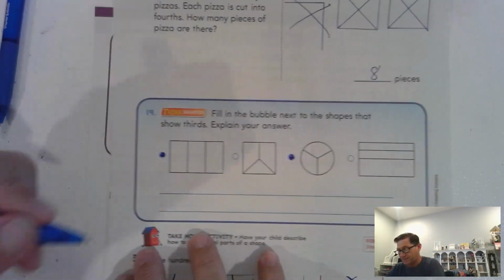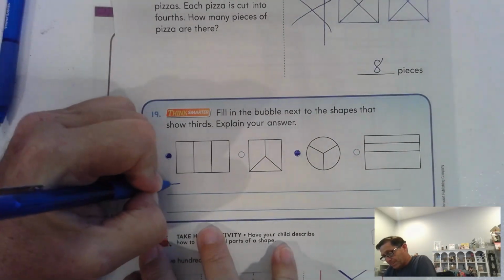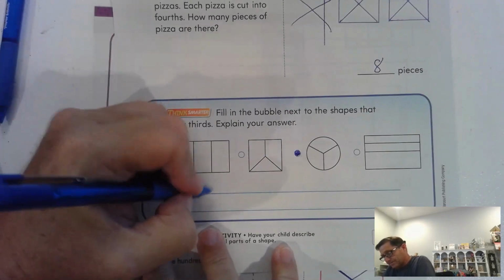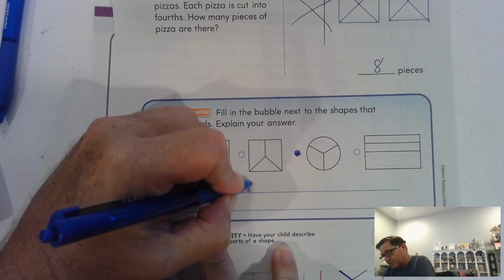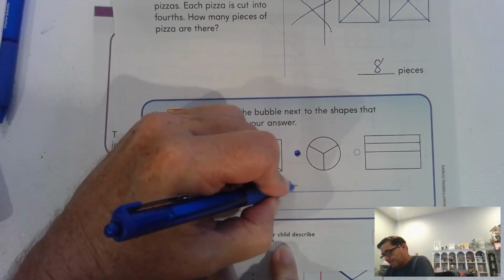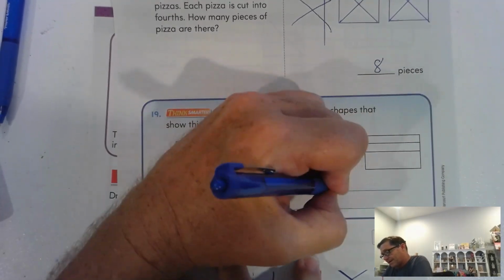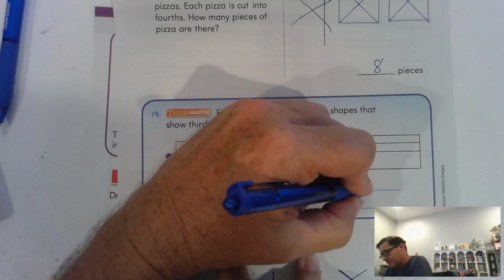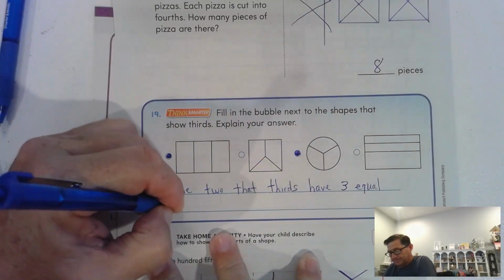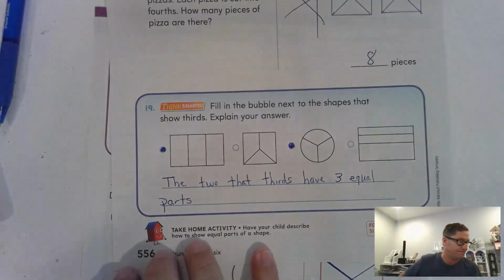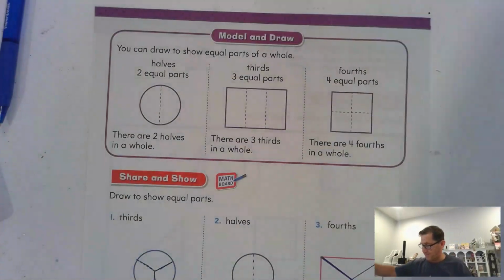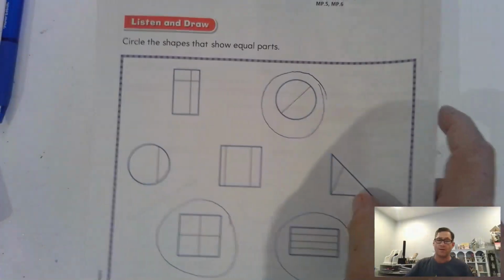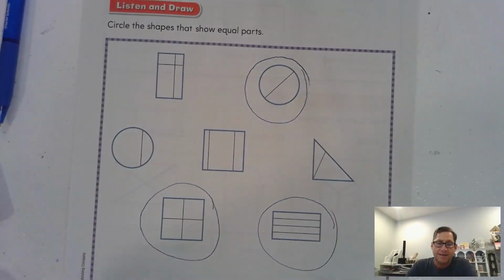So, explain your answer. The two that show thirds have three equal parts. All right, so that's it for showing equal parts of a whole. So until our next lesson, I will see you soon.